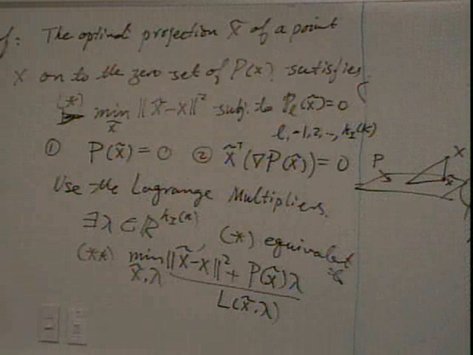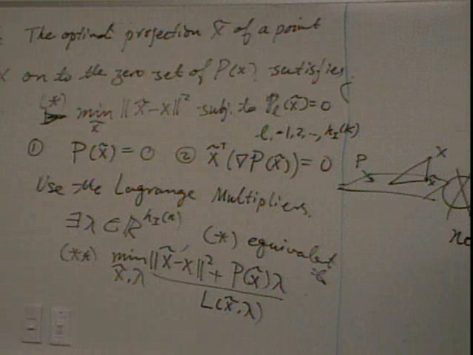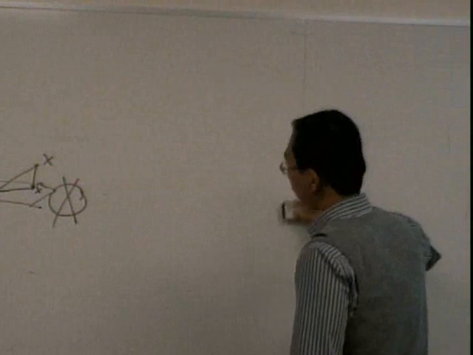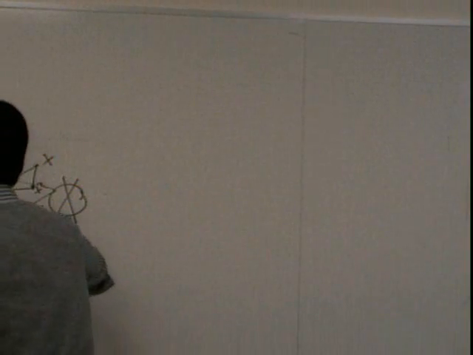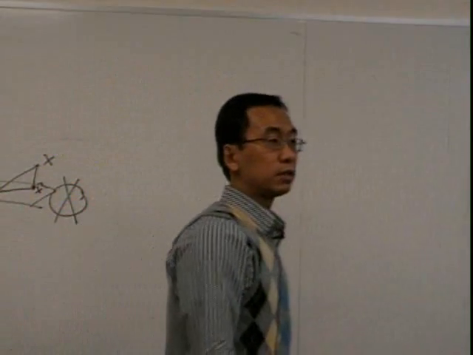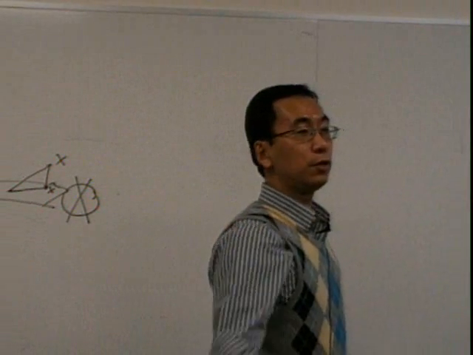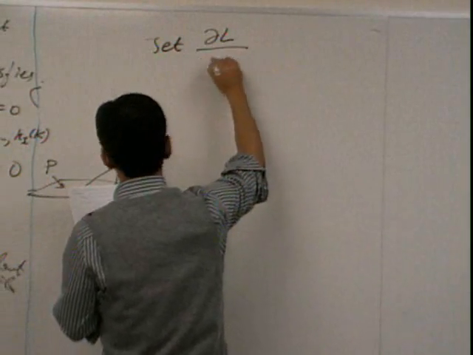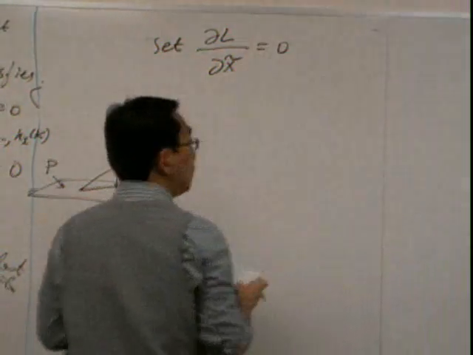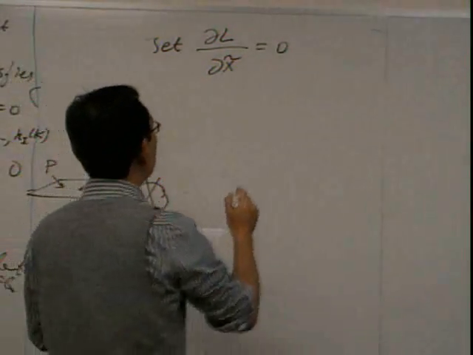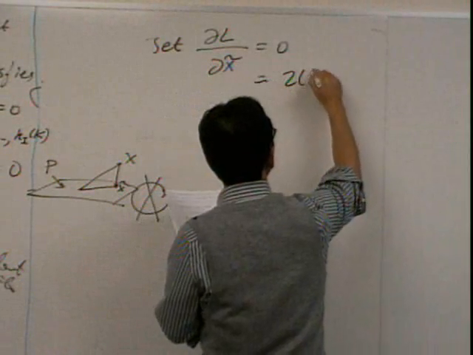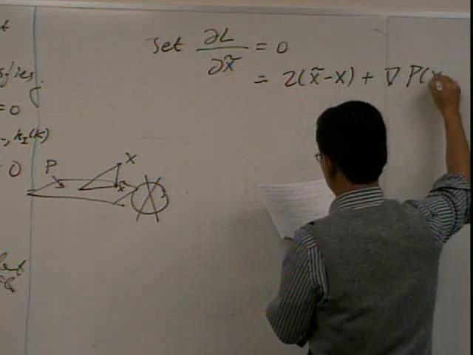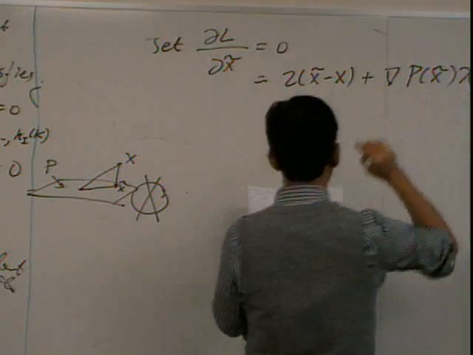So if this is good, then what's next? Can anybody tell me very quickly what I'm going to do next? After you have the Lagrange multiplier function, what's next? You take the derivative, right? So you set the derivative with respect to this variable equal to 0. This is the thing that you want to optimize. So this one is equal to 2 of x tilde minus x, plus the derivative of p of x tilde times lambda. Lambda is a constant.